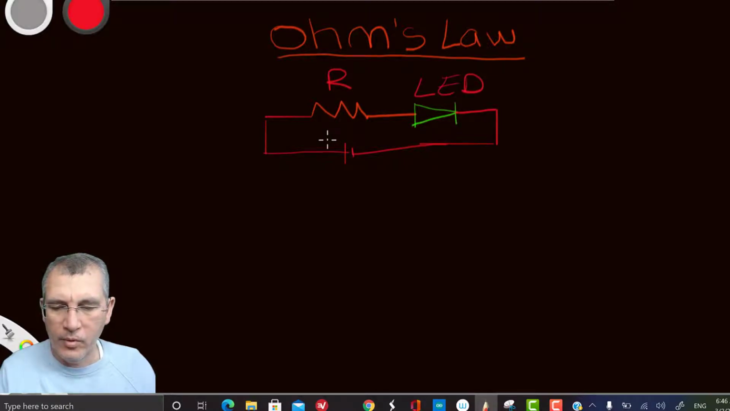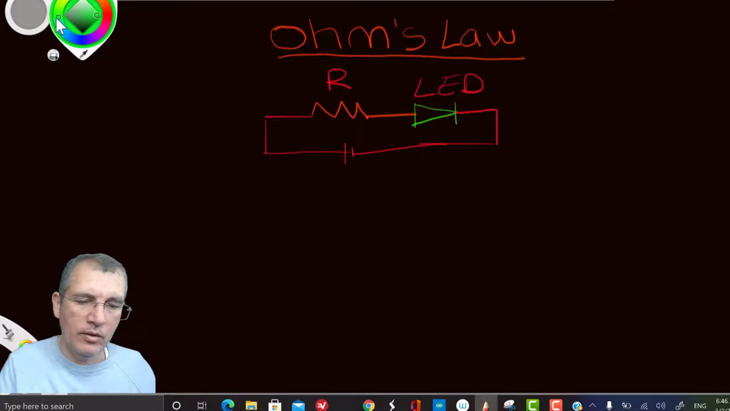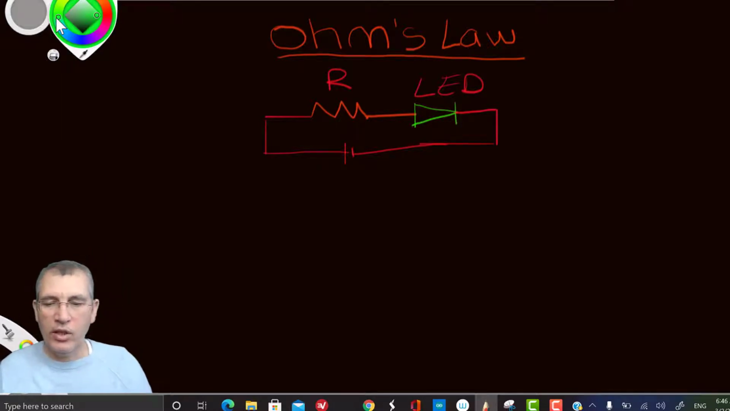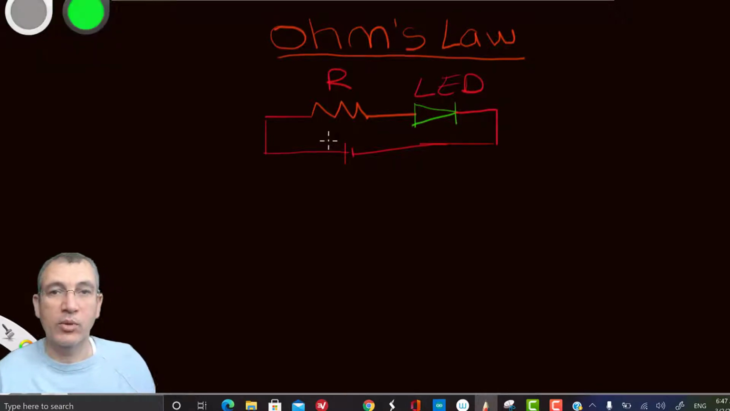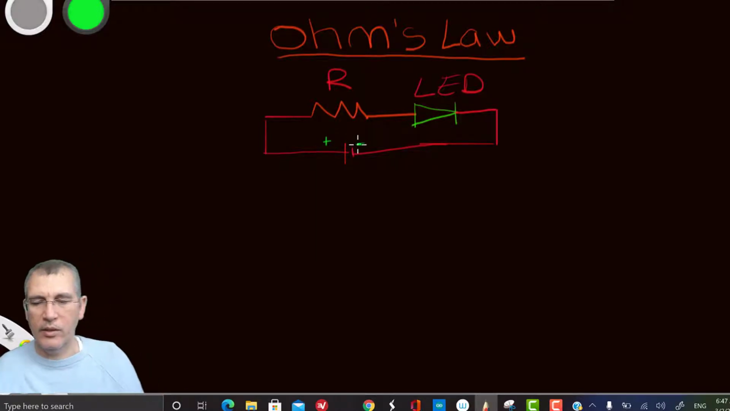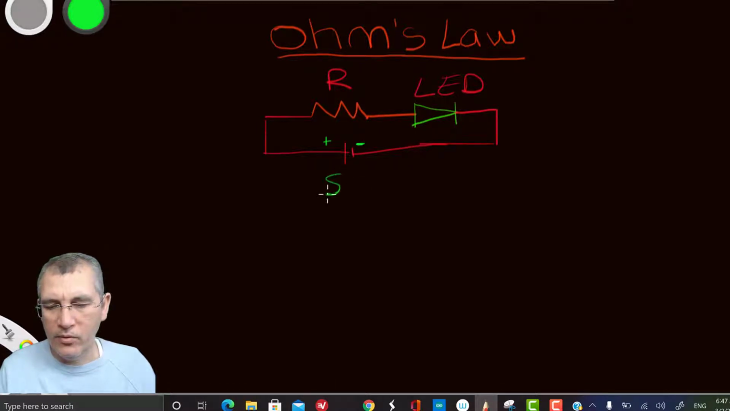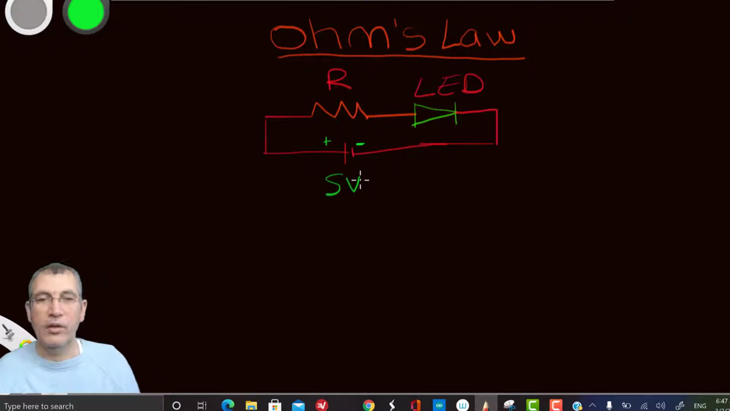and let's make a different color. I'm using Sketchbook. It's an Autodesk software. Just download it, it's really great for drawing. I'm still learning it. So let's make a plus sign here and a negative sign here. Okay, and let's say we have a 5 volt power source, like when you connect, for example, your laptop to your Arduino, you will provide 5 volts. So you just use 5 volts for now.